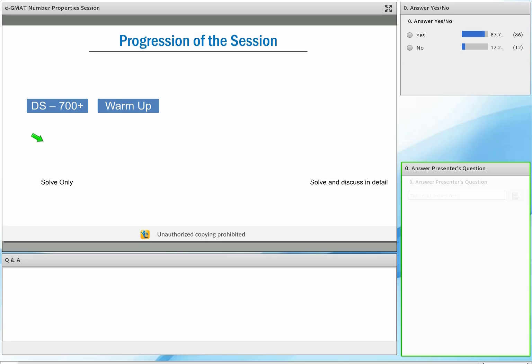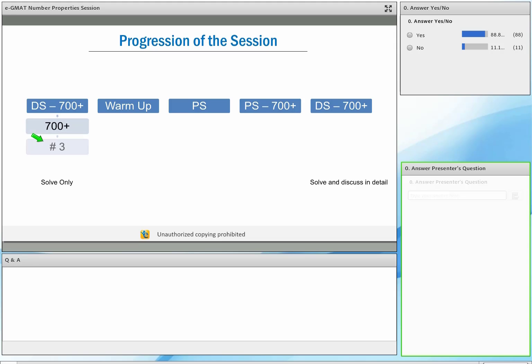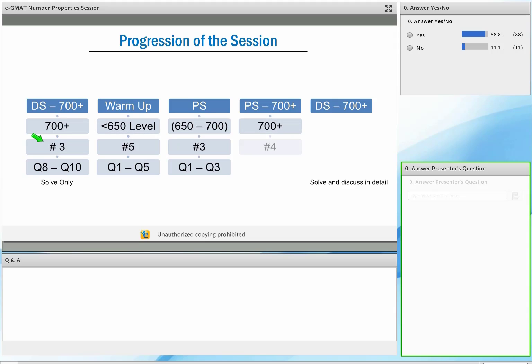And then we will start from the very basics. We'll take you through some warm-up exercises in which we'll test your conceptual understanding. And then we will solve some problem-solving questions, again, easier problem-solving questions. And then we'll go into difficult problem-solving questions, which are 700 level. And then towards the end, we will bring back the same data sufficiency questions that you solved up front in the beginning of the session. We're going to take those up again towards the end. This time, we're going to solve and discuss these questions in detail.